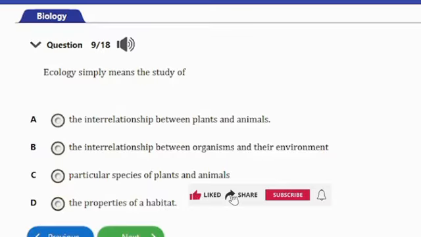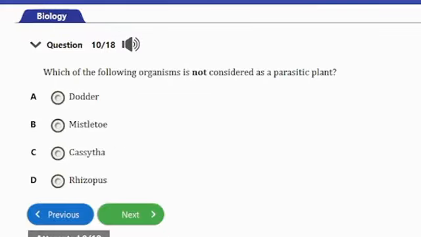Question number 9. It says, ecology simply means the study of A, the interrelationship between plants and animals, B, the interrelationship between organisms and their environment, C, particular species of animals and plants, and D, the properties of a habitat. So guys, we've answered this question before now, and the answer to this question is the interrelationship between organisms and their environment. So here it is the option B. So let's consider the next question.